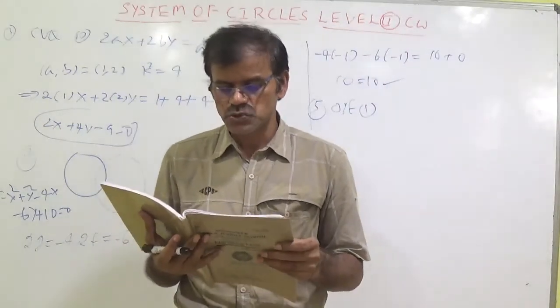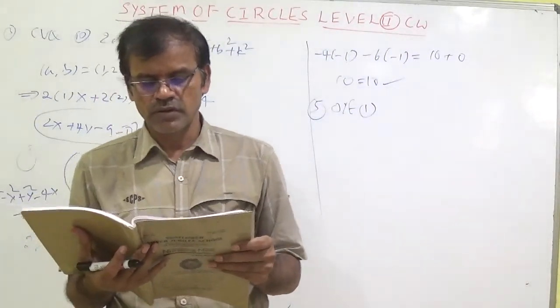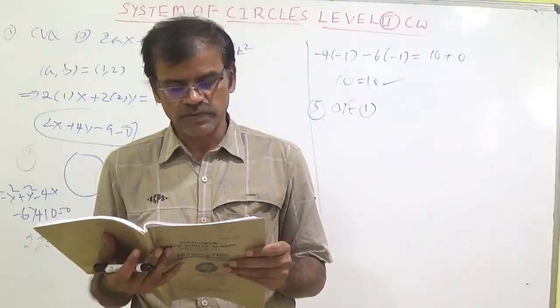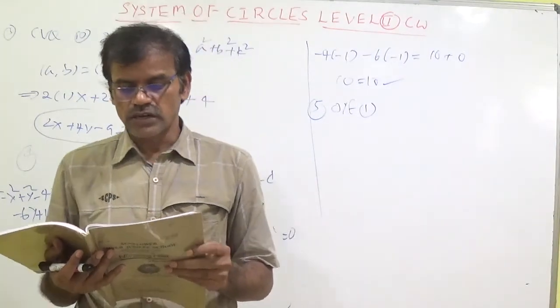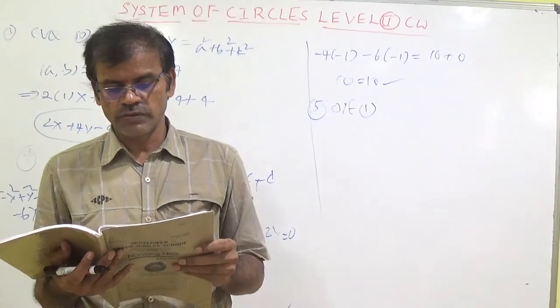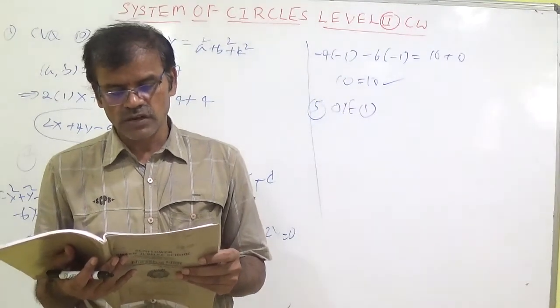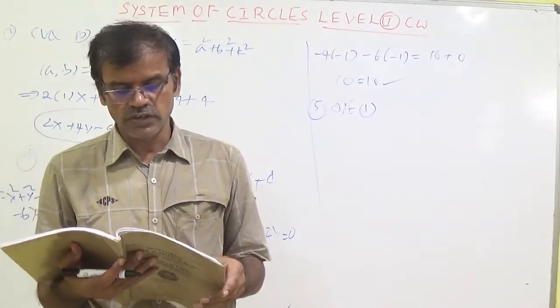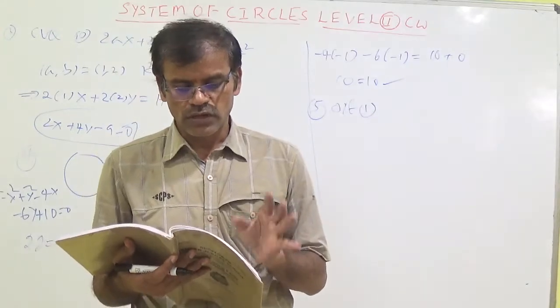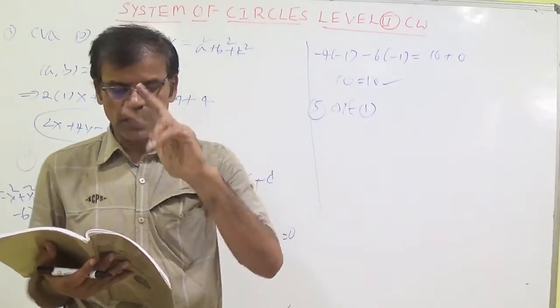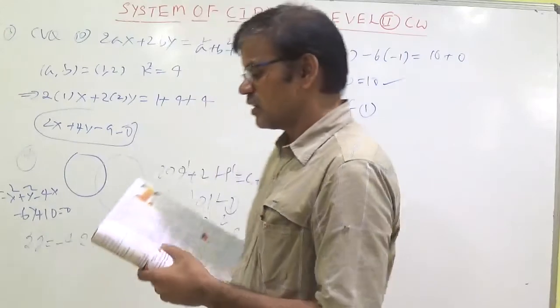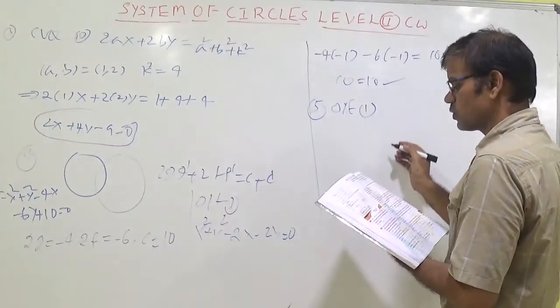Minus 2 comma 5: 4 plus 25, 29 plus 8, so 100% the second option is wrong. And the third option, let us verify: 4 plus 25, 29 minus 4, so 100% the third option is wrong. Yeah, the third option chance is there, students. The third option or the first option chances are there. Let us verify the condition of orthogonality.